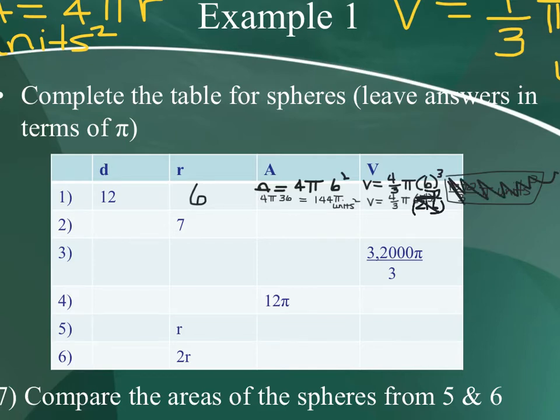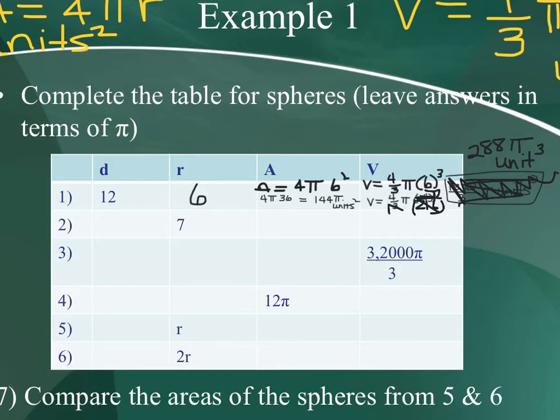Let me fix that. So then 4 times 72, because this is now a 1, 4 times 72 is actually 288 pi. Good catch, thank you. So 288 pi units cubed. That 1,372 is the answer for the next one. All right, let me go ahead and do it.